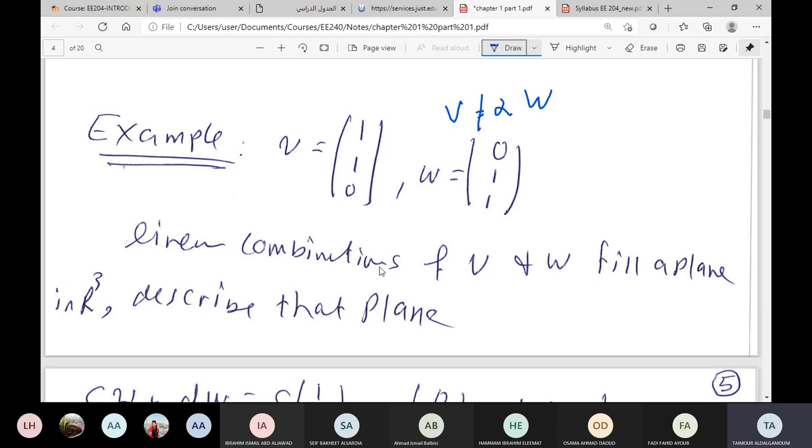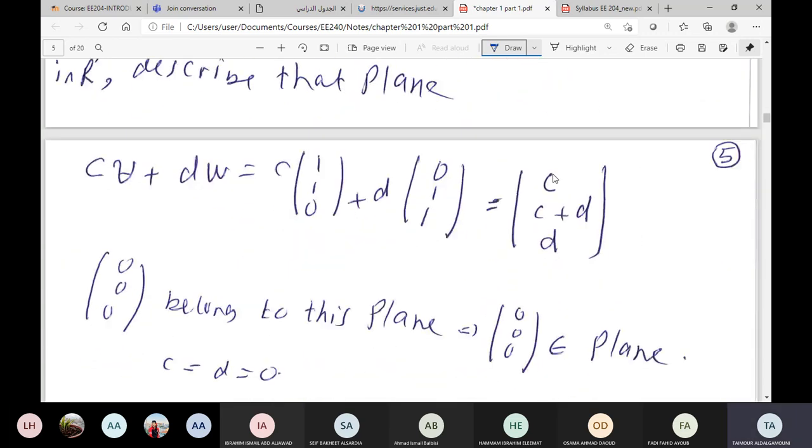Now describe that plane. If you look at this, this is the X coordinate, this is the Y coordinate, and this is the Z coordinate. So if we multiply C times V plus D times W, we will get C, C plus D, and D. Is 0 on this plane? Yes, it is on this plane. If C is 0 and D is 0, then this point is on the plane.